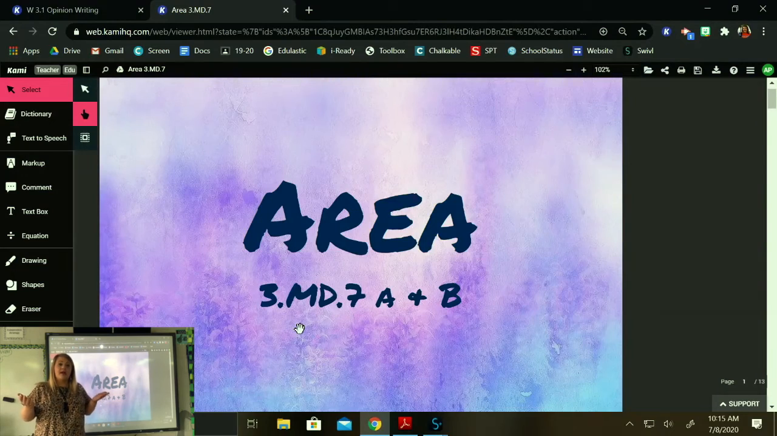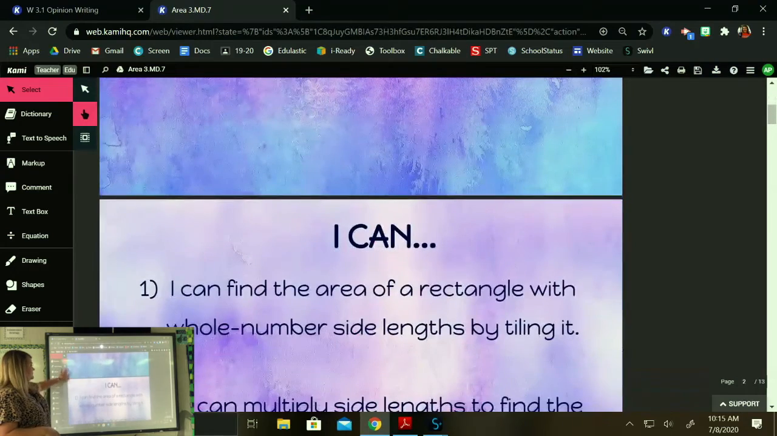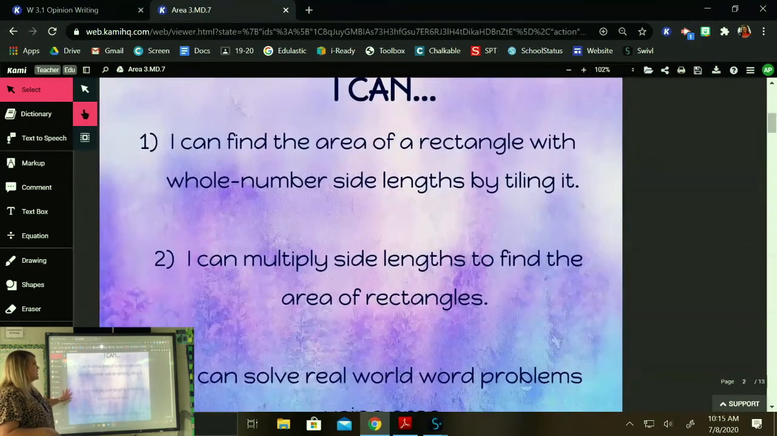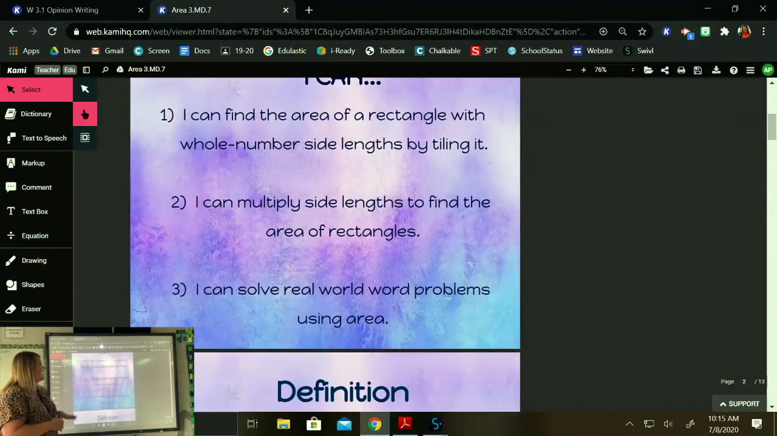Today we're going to be talking about area, specifically standards 3.MD.7.A and B. Let's get started. Students, your I can statements for today are: I can find the area of a rectangle with whole number side lengths by tiling it. I can multiply side lengths to find the area of rectangles, and I can solve real-world word problems using area. But first, we gotta know what area is.